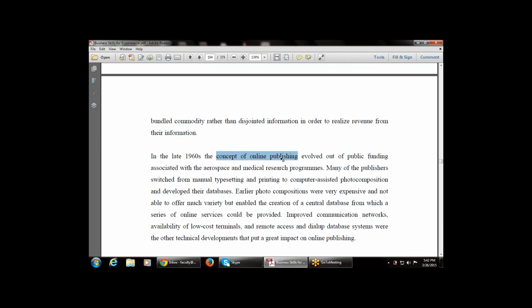In the late 1960s, the concept of online publishing evolved out of public funding associated with the aerospace and medical research programs. Many of the publishers switched from manual typesetting and printing to computer-assisted photo composition and developed their databases.